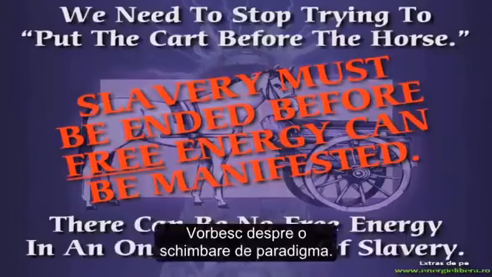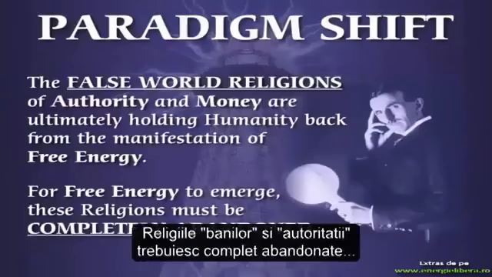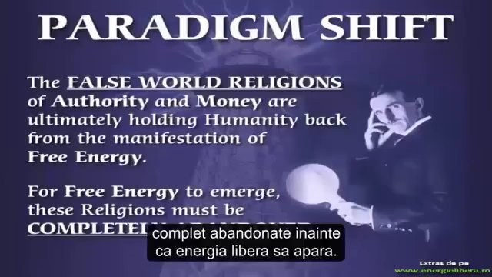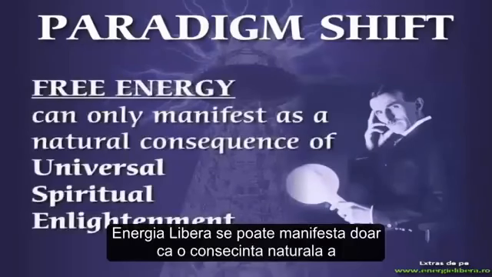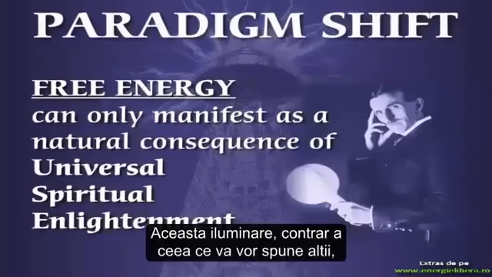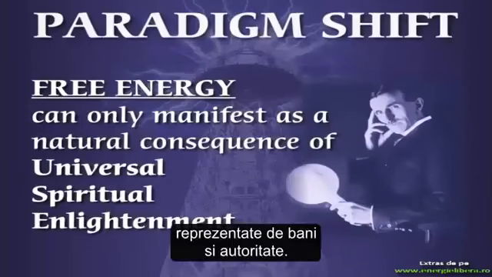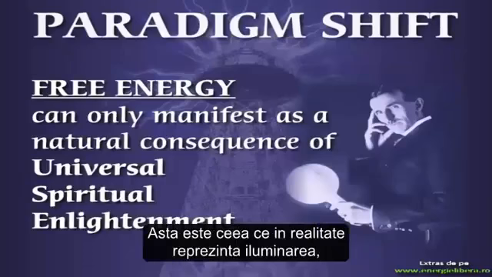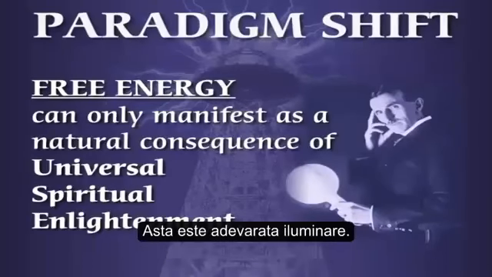What I'm really talking about here is a paradigm shift, okay? It's a paradigm shift in the mind, and the religions of money and authority have to be completely abandoned before that new manifestation of free energy can occur. Free energy can only manifest as a natural consequence of universal spiritual enlightenment. And that enlightenment, contrary to what many people will tell you, is, by definition, the abandonment of these false religions of authority and money. That's what enlightenment is, contrary to what the New Age movement will tell people that it is. That's what it really is, okay?